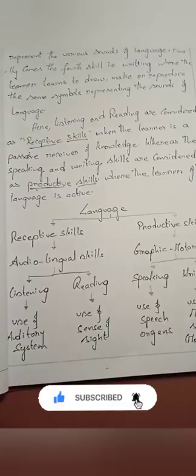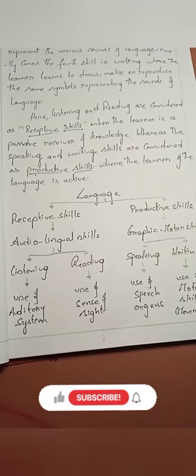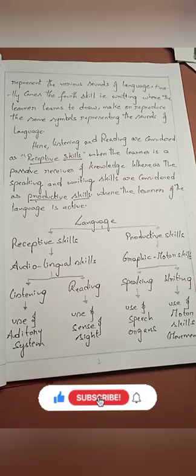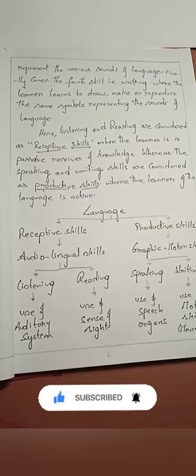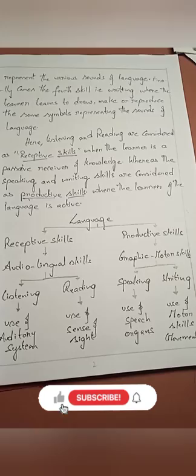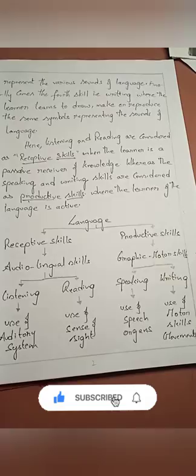Here the language has been divided into receptive skills and productive skills. The receptive skills are audio-lingual skills and the productive skills are graphic motor skills. In audio-lingual skills, they are listening and reading. Here listening uses the auditory system and reading uses the sense of sight. In the graphic motor skills, speaking and writing. Speaking is use of speech organs, writing uses motor skills of movement.